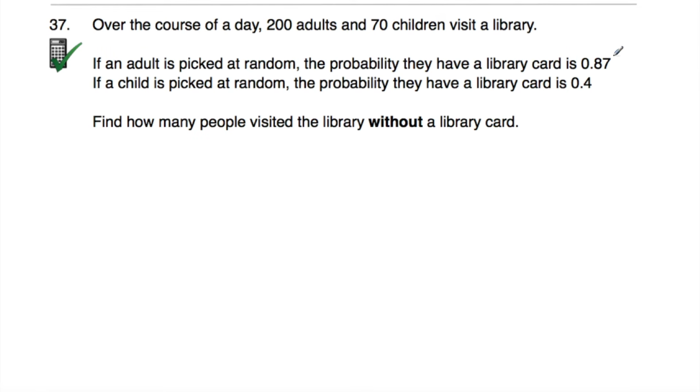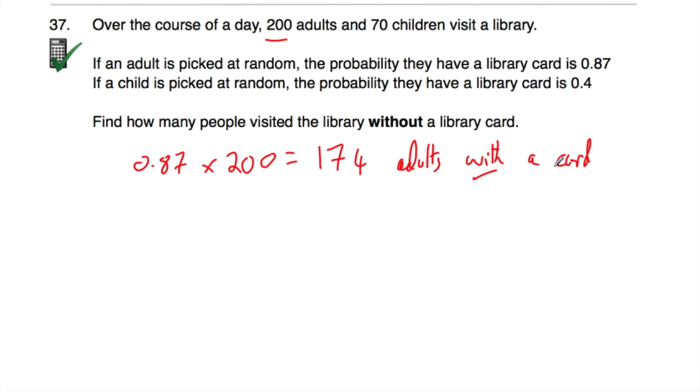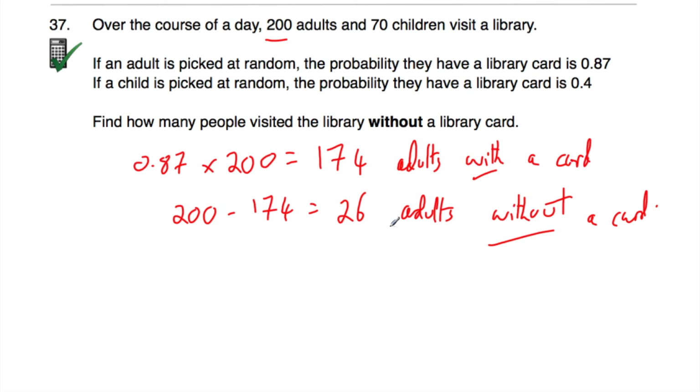If we take the probability that they have a library card, which is 0.87, and we multiply that by the number of adults, which is 200, that'll tell us how many adults have library cards. So 200 multiplied by 0.87 is equal to 174. That means there's 174 adults with a library card. So if we take that away from 200, if we do 200 subtract 174, that's equal to 26. So that means there's 26 adults without a card. So that's fantastic. We've now worked out how many adults went to the library without a library card.